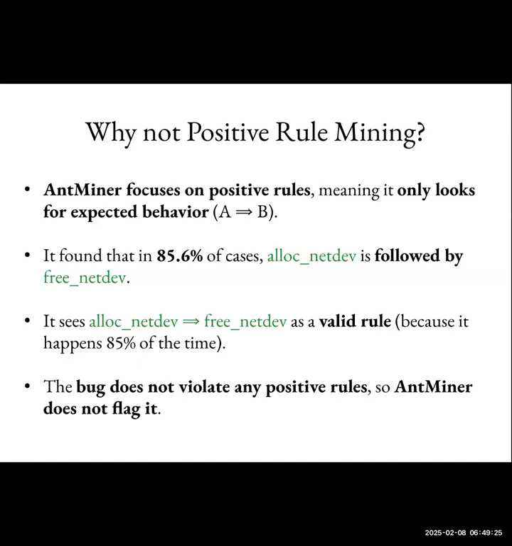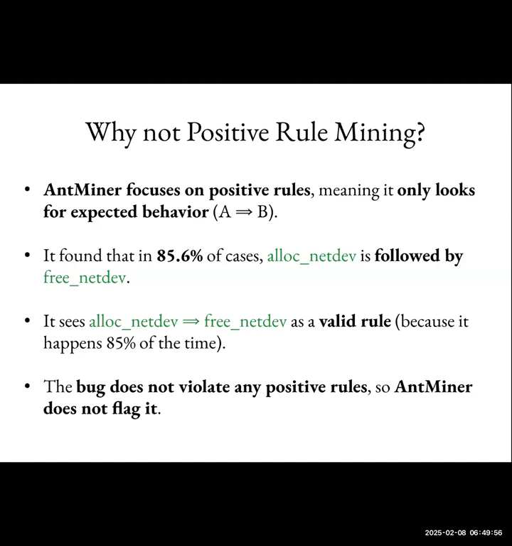And coming to positive rule mining methods, like for example, NAR-miner. NAR-miner is a tool that mines positive association rules in the source code. And it found that around 85.6% of the cases that it had seen, allocnetdev is followed by freenetdev. And very few cases have freenetdev and kfree occurring together. So this suggests that kfree should not follow freenetdev and it's sort of an anomaly, right?